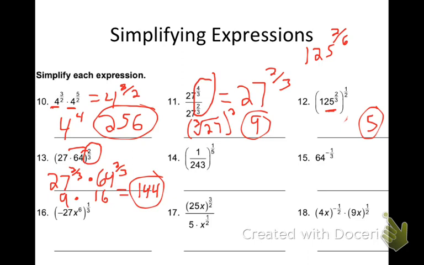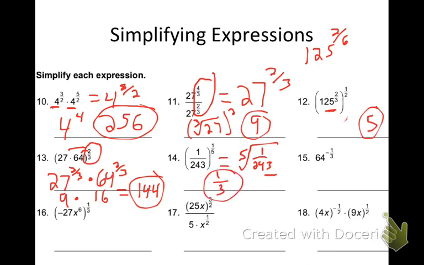Okay, 14. 1 over 243 to the 1/5 power. Now 1/5 is the same thing as the 5th root of 1 over 243. Well, what's the 5th root of 243? Again, start with low numbers. It is 3. Think about what it ends in. It's not an even number, so it's not going to be a 2. The next one I'd try is a 3. 3 times 3 is 9, times 3 is 27, times 3 is 81, times 3 is 243. So I actually get 1 over 3.